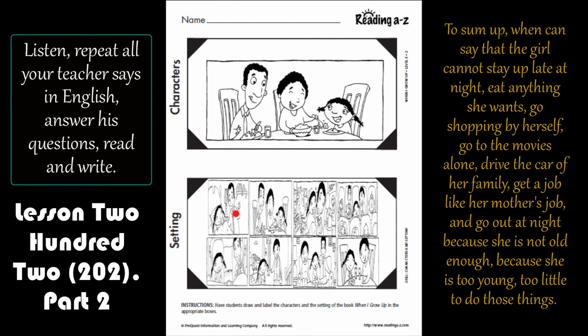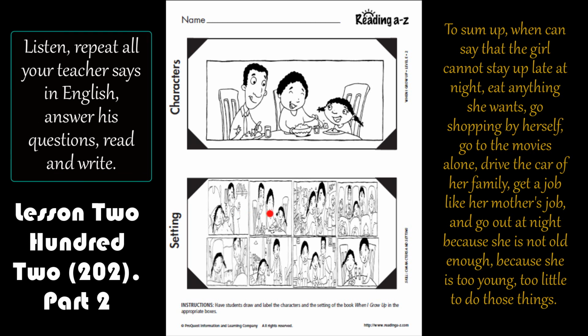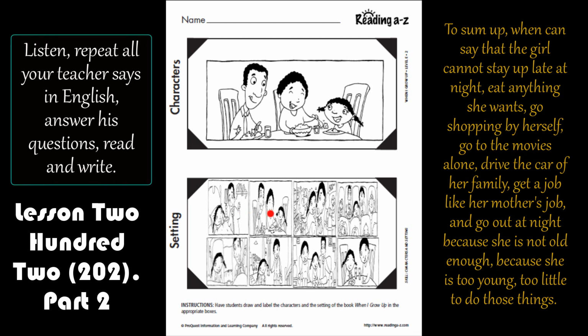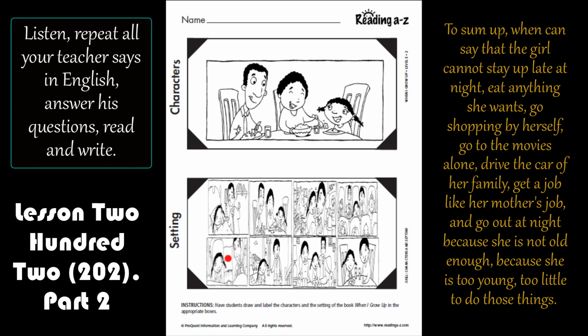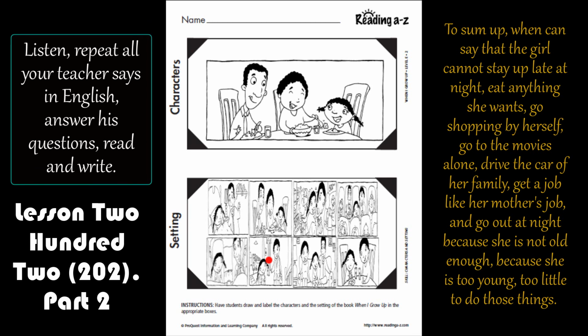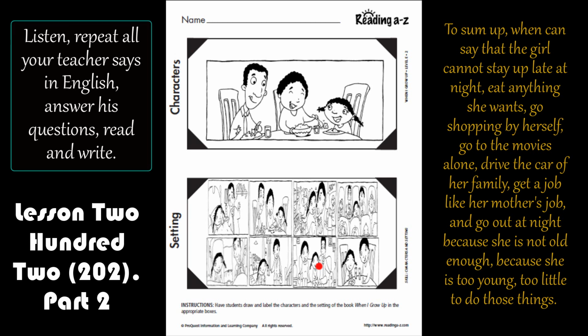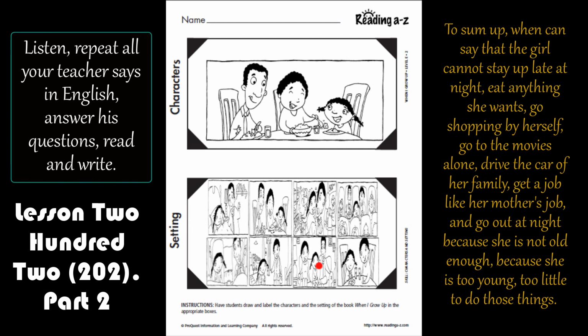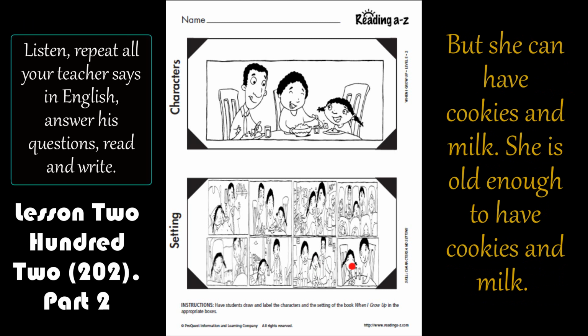To sum up, we can say that the girl cannot stay up late at night, eat anything she wants, go shopping by herself, go to the movies alone, drive the car of her family, get a job like her mother's job, and go out at night because she is not old enough, because she is too young, too little to do those things. But she can have cookies and milk. She is old enough to have cookies and milk.